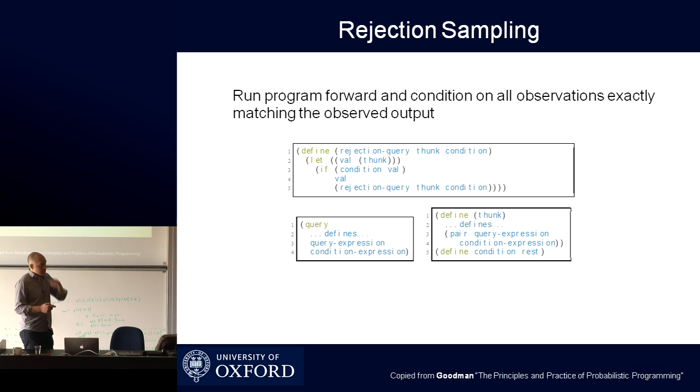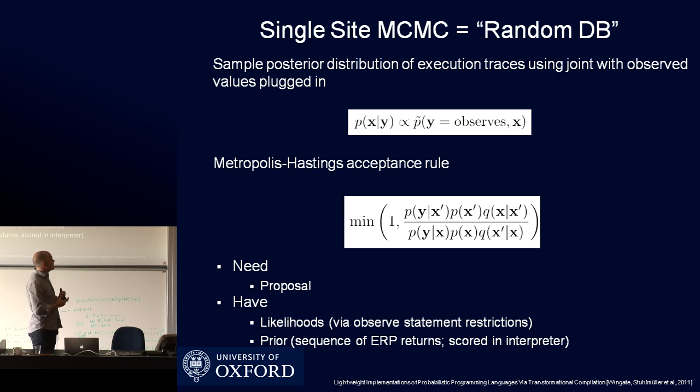We've been looking for general purpose inference procedures for probabilistic programming systems for a while, and there are a couple. The first of which is single site Markov chain Monte Carlo, or in particular single site Metropolis Hastings, and I'm going to refer to that as random DB. What we would like, as always, is to sample from the posterior distribution of execution traces. And what we're going to do is use the joint distribution. We're just going to plug in the values of the observed quantities. So we know that the conditional distribution of the latent variables in the program given the observed data is proportional to the joint where you fix the observations to the values that you have. And if you define things this way, then we can think about doing Metropolis Hastings over the space of probabilistic program execution traces.